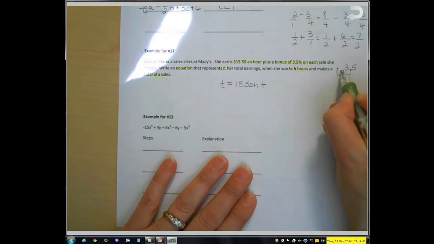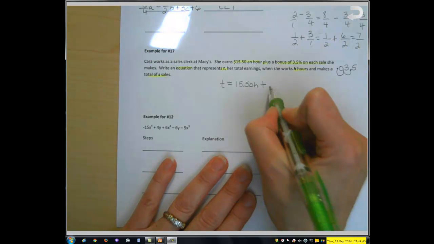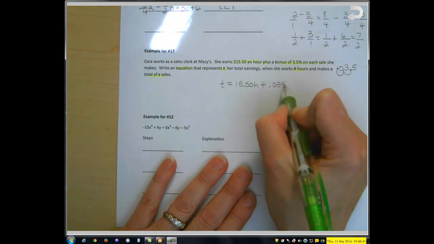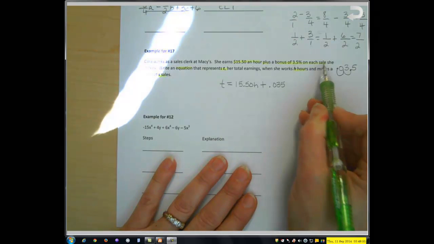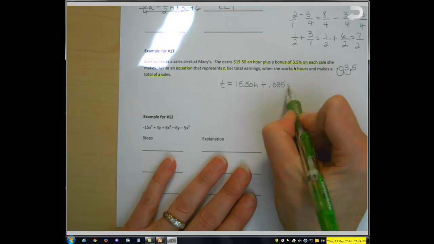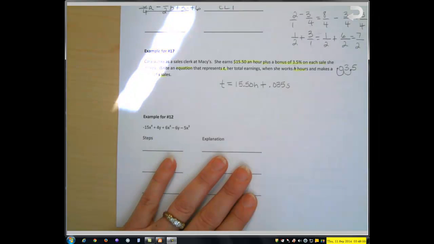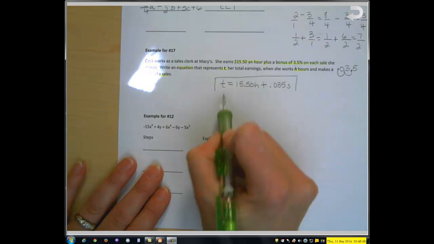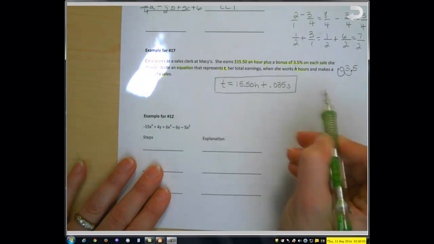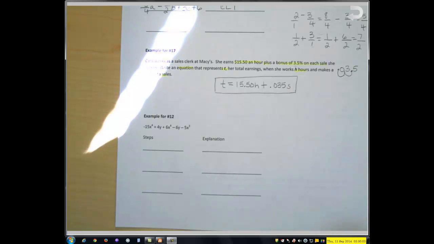There's an empty decimal place here, so we'll fill that in with a 0. So that is 0.035. So she makes 3.5% on each sale. So we'll multiply the number of sales by 0.035. And that would be our equation. The most common mistake in this one was either not moving the decimal point at all or not moving it the correct number of places.